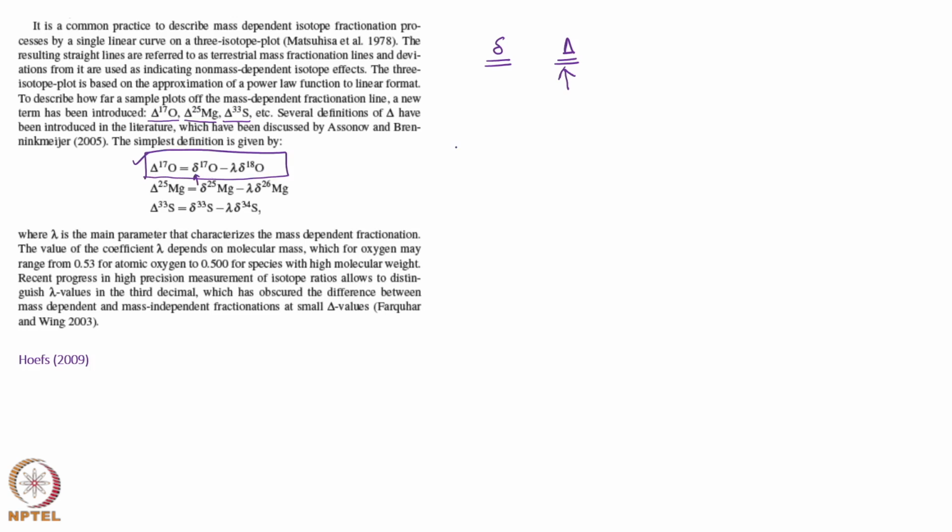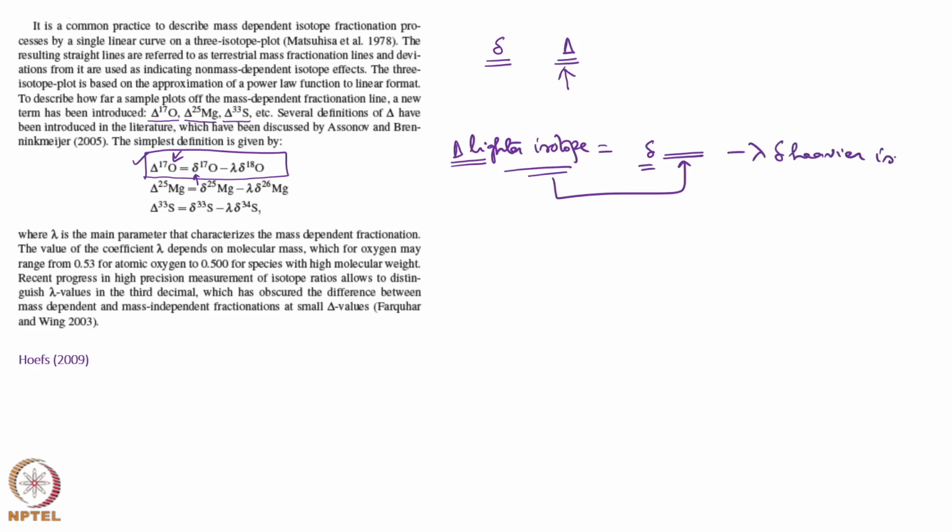So, while defining the delta of the isotope, we are taking the lighter isotope. In the case of oxygen it is 17O, and then we write it as equal to delta, the previous symbol of delta, with this lighter isotope again coming here, minus lambda, then delta, where we are putting the heavier isotope.